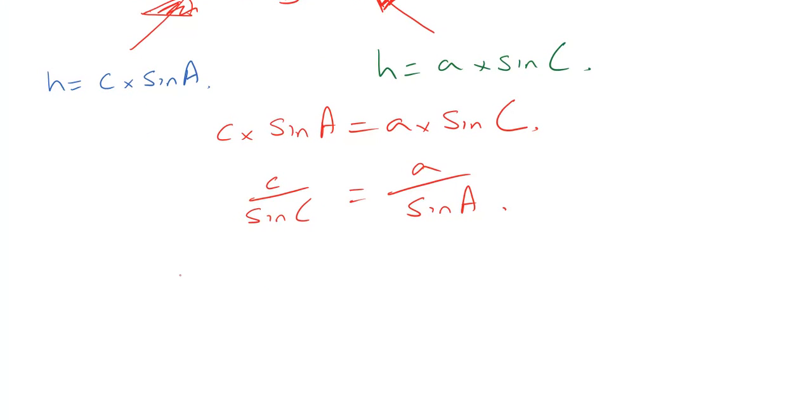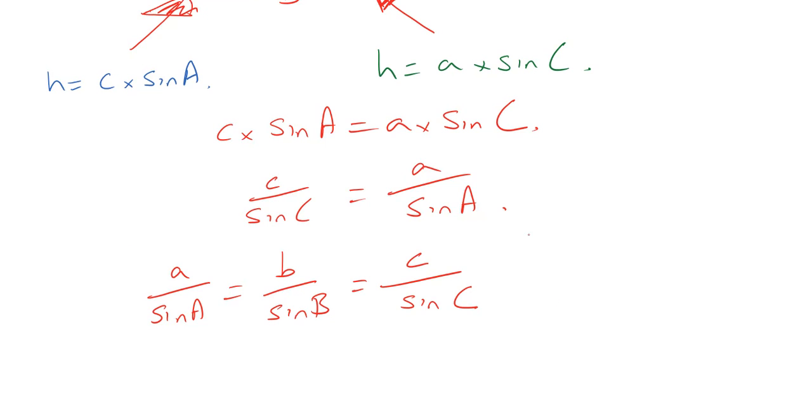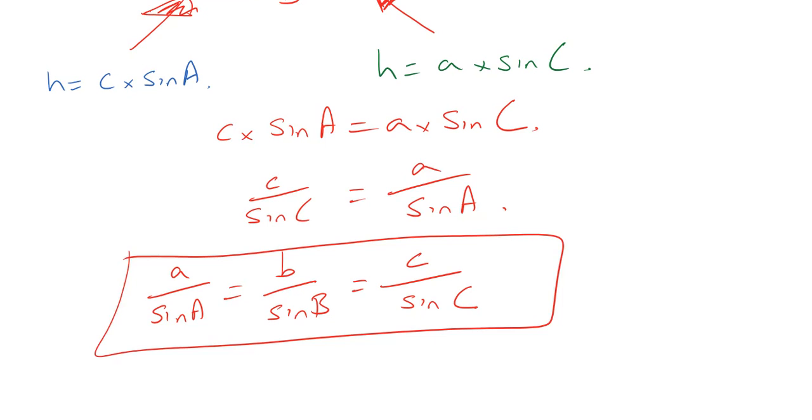We could say, therefore, that a over sine A equals b over sine B equals c over sine C. They're all going to be the same. And this is the thing to remember. This is the sine rule. Okay, now this version of the sine rule is really useful for finding a side length.